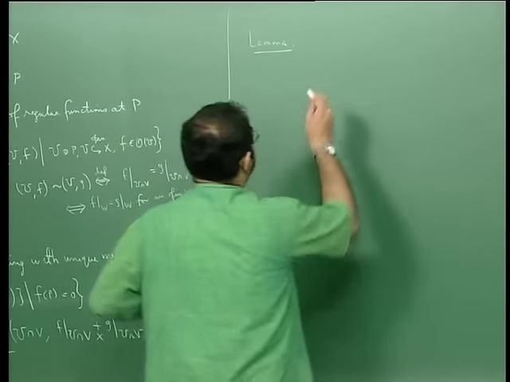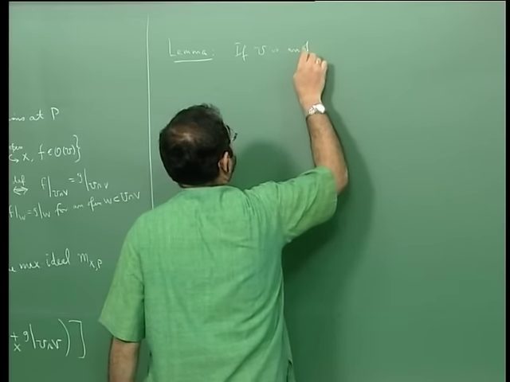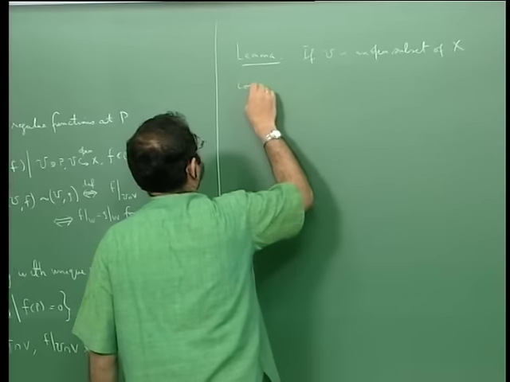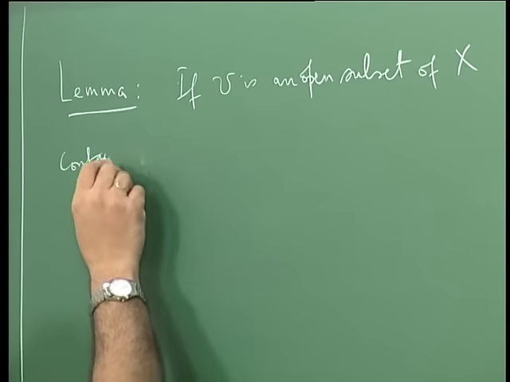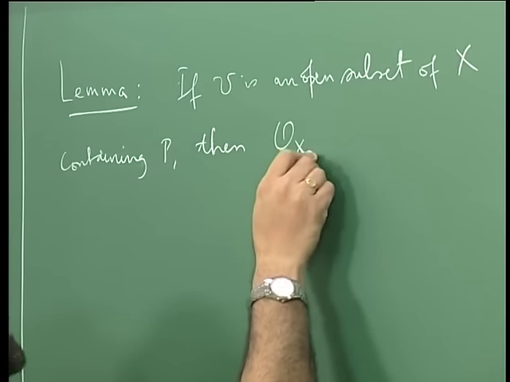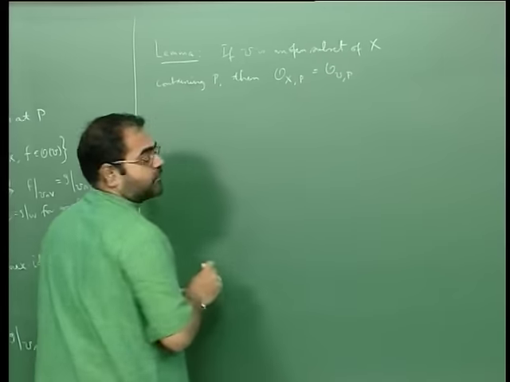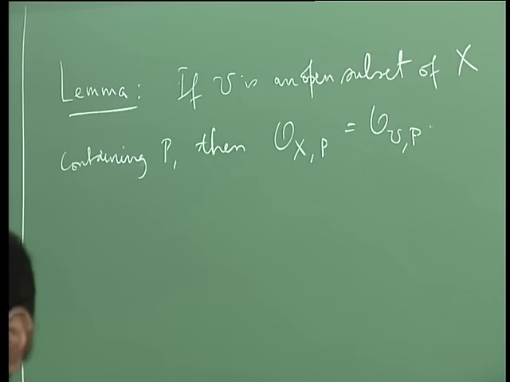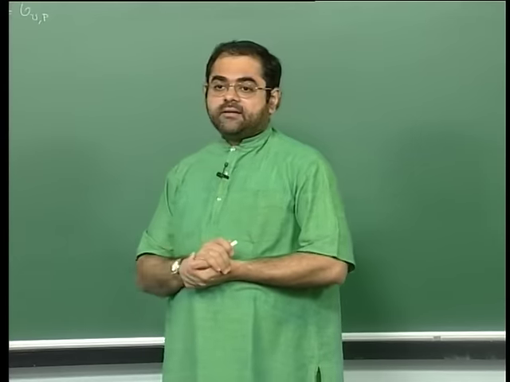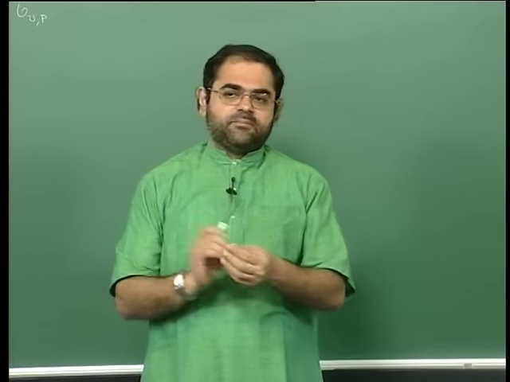Now the dilemma is the following. If U is an open subset of X containing P, then O_{X,P} is the same as O_{U,P}, okay. So this is the important thing, this is the localness, namely the local ring at a point of a variety depends only on the neighborhood of the point. It does not depend on the ambient variety.